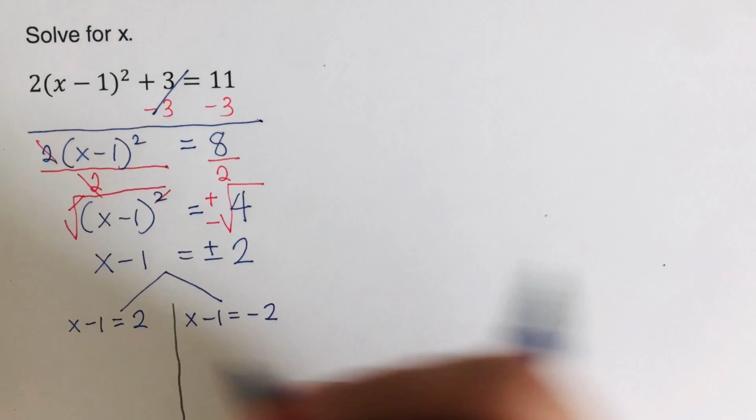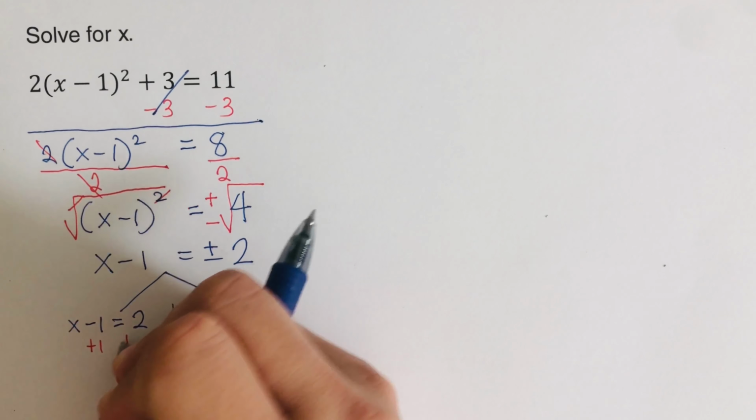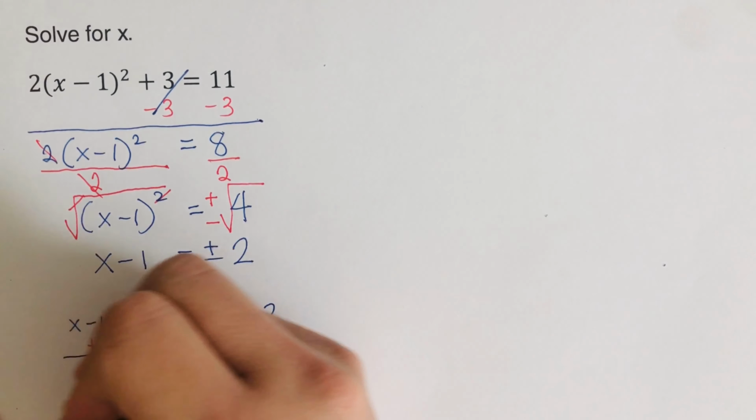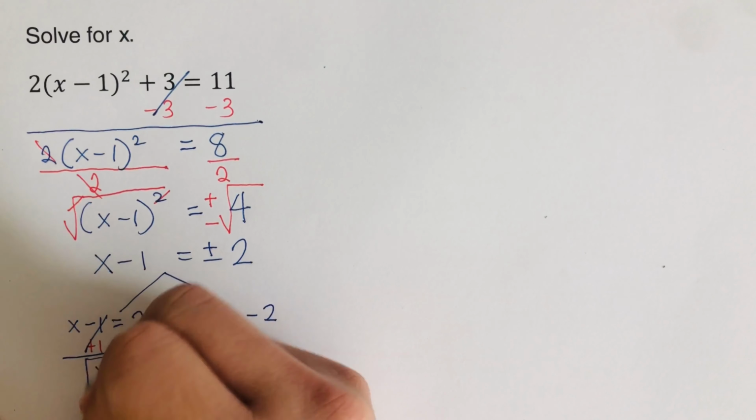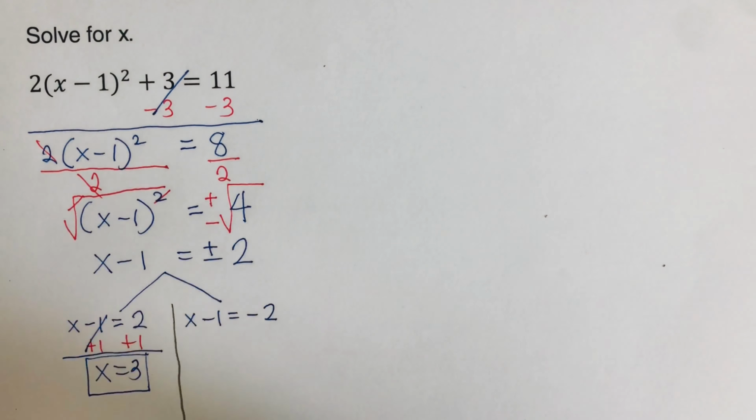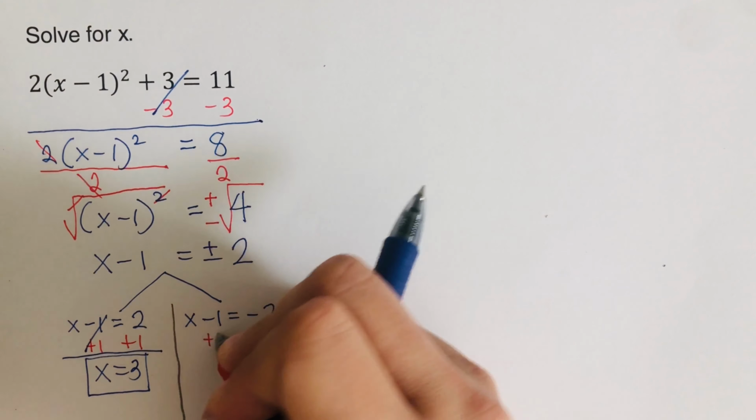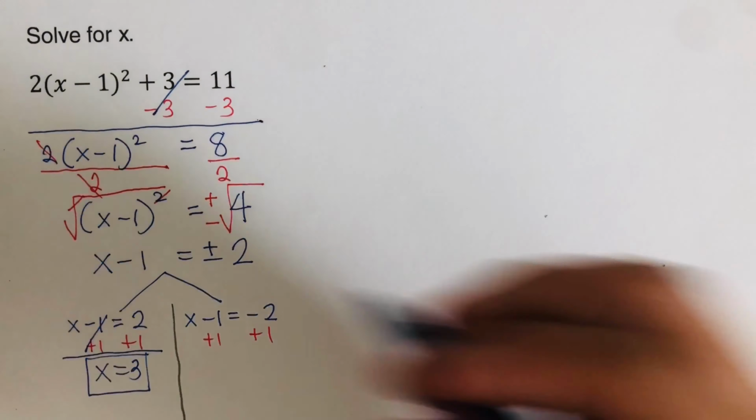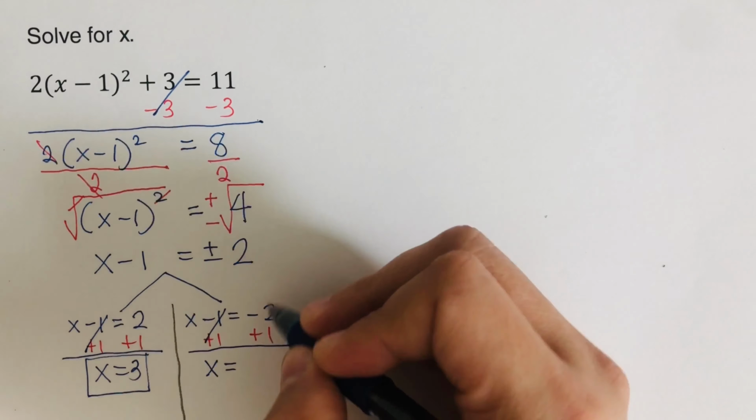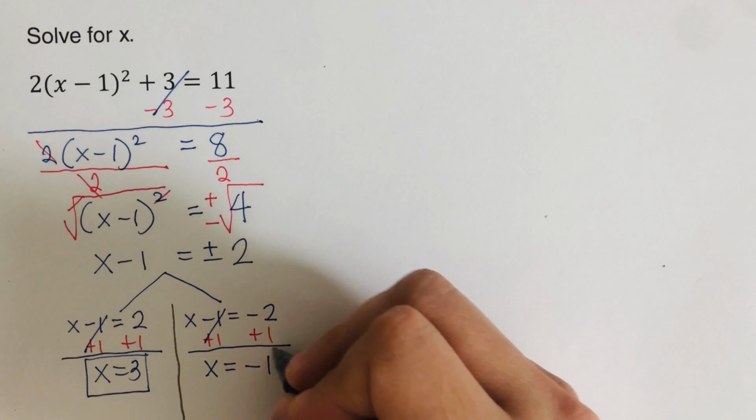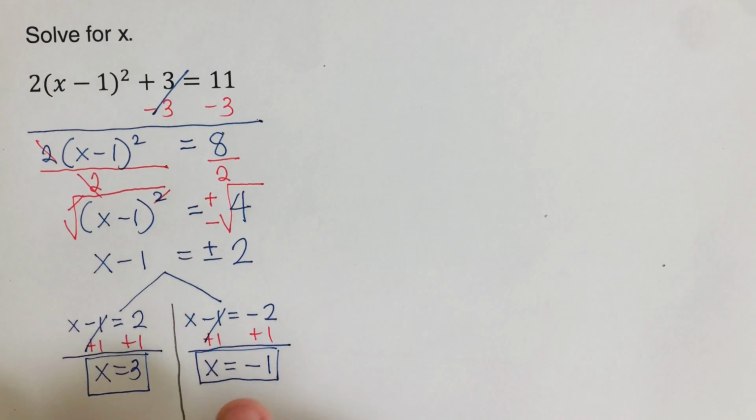So then we go ahead and solve for x. So plus 1 and plus 1 from both sides. So we are left with x is equal to 3. So this is the first value of x. And then we go ahead and add 1 to both sides, plus 1 and plus 1. So then we are left with x is equal to negative 1. So these are the two solutions to this equation right here.